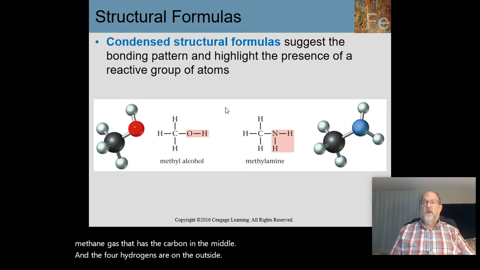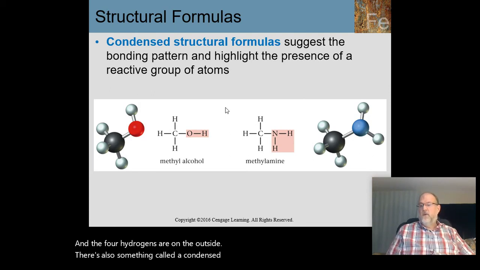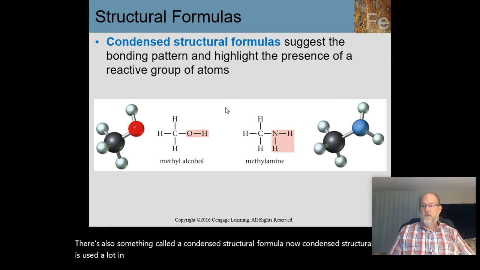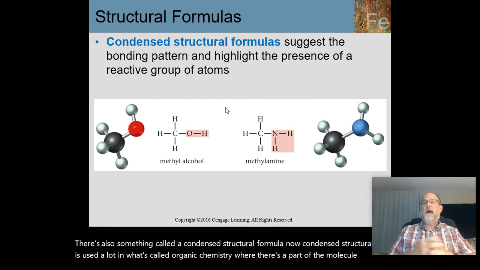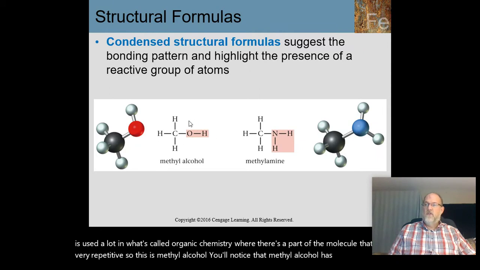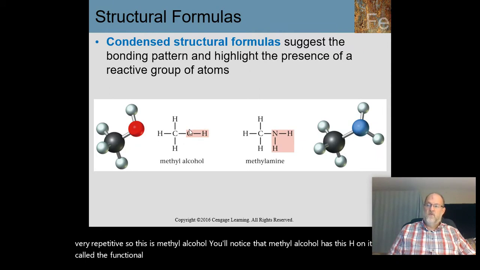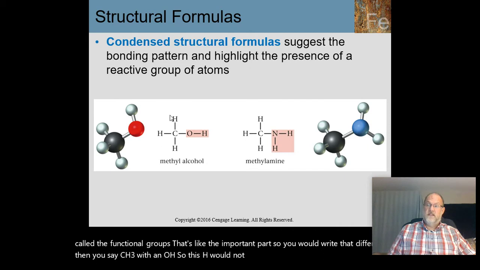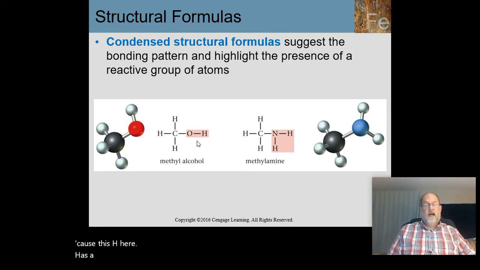There's also something called a condensed structural formula. Condensed structural formula is used a lot in what's called organic chemistry, where there's a part of the molecule that is very, very repetitive. So this is methyl alcohol. You'll notice that methyl alcohol has this OH on it. That's called the functional group, so that's like the important part. So you'd write that differently, and then you say CH3 with an OH. This H would not be incorporated with these H's because this H here has a structural component to tell you a little bit about the functionality of the molecule.